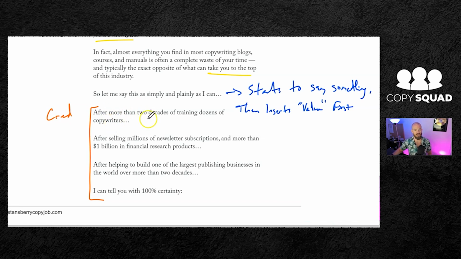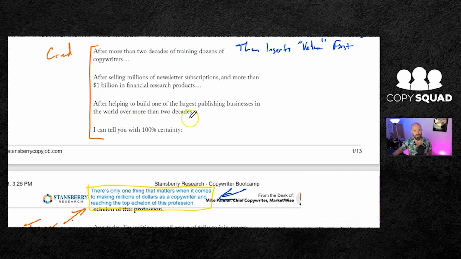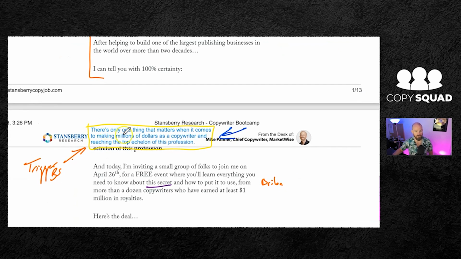So here's what he's going to do. After more than 2 decades of training dozens of copywriters, after selling millions of newsletter subscriptions and more than $1 billion in financial research products, after helping to build one of the largest publishing businesses in the world over more than 2 decades, I can tell you with 100% certainty, and this line got clipped, I just typed it in, there's only one thing that matters when it comes to making millions of dollars as a copywriter and reaching the top echelon of this profession.